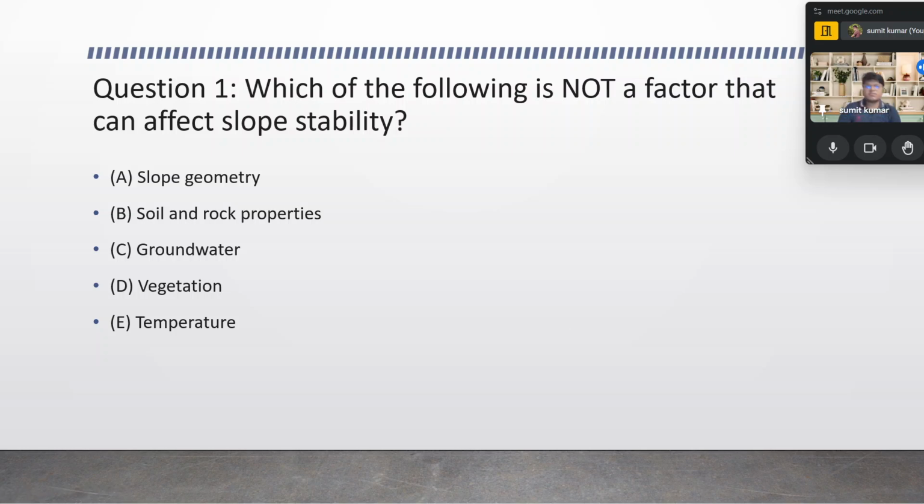Again, some questions are there. Which of the following is not a factor that can affect slope stability? The options are slope geometry, soil and rock property, groundwater, vegetation, and temperature. So temperature is the correct answer.